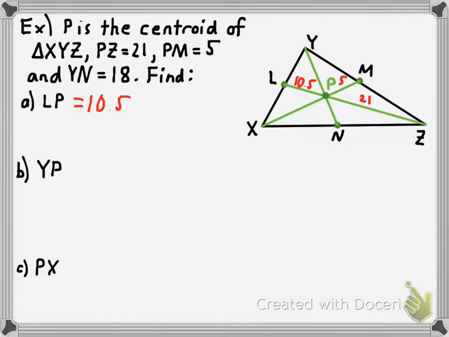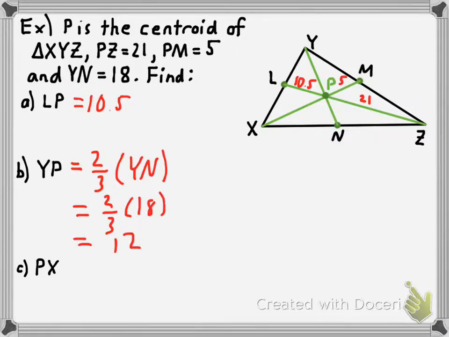So 2/3 of 18 is what we're going to use to find this. I'm going to write this out in words first, and then I'll substitute the numbers. YP has to be 2/3 of YN, and 2/3 of 18 is going to give you 12.